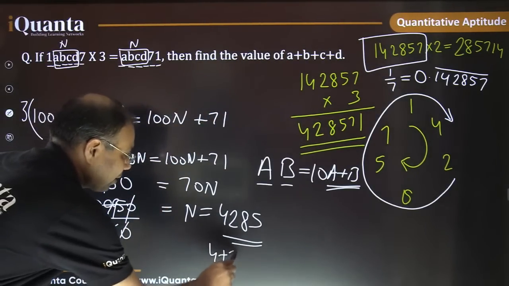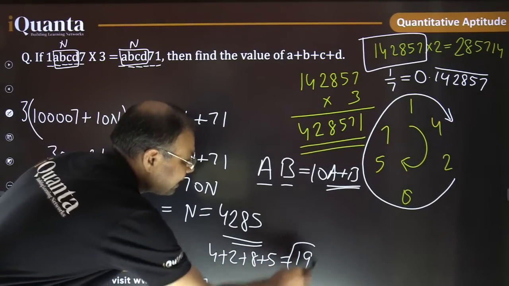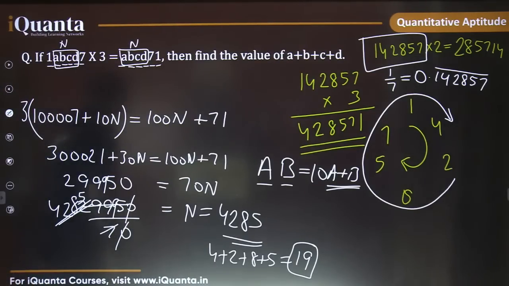4 plus 2 plus 8 plus 5. That is 19. So basically, there are different ways to answer a question. Alright, there was 3 times 9. I missed that.